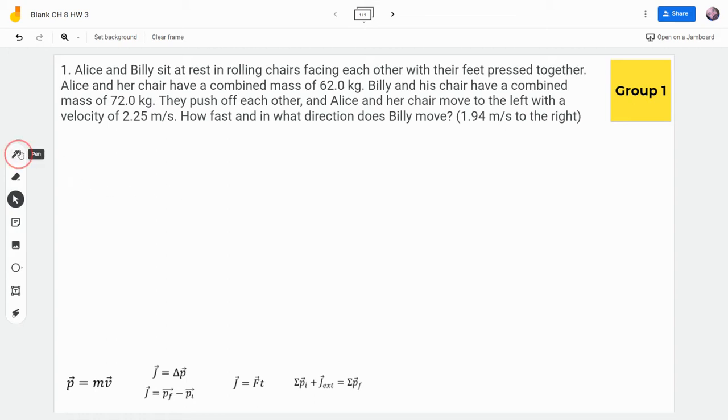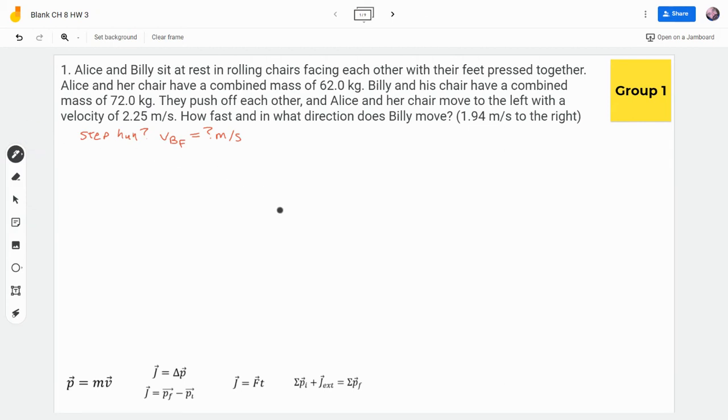So grab the red pen. Do step 1. How fast and in what direction does Billy move? So we want velocity of Billy final. It's his velocity at the end of this situation. And that's going to be equal to question mark. And because it's velocity, it will have units of meters per second.